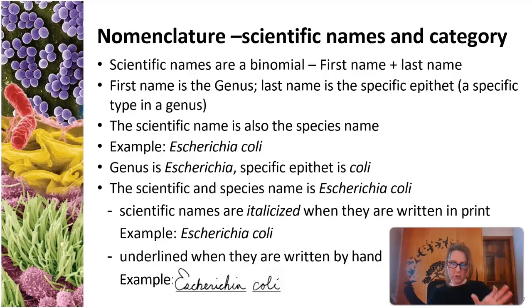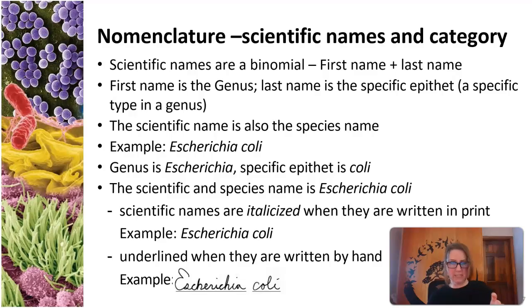So when we take a look at the word, you're going to see that I've italicized it. I have capitalized that first name, the genus, and I have kept the first letter of the specific type, the specific epithet, lowercase. This is how we will type scientific names. So when you have to turn any lab reports in or things like that, and you need to include the scientific name or the species name, make sure that you write it correctly or you type it correctly.